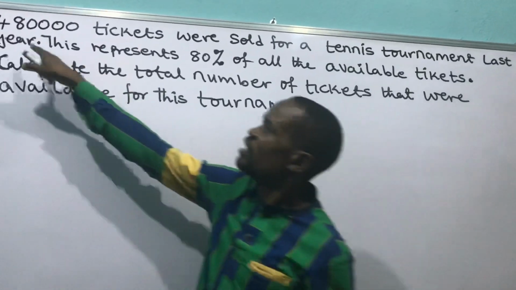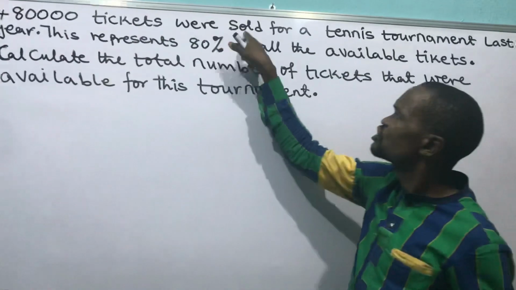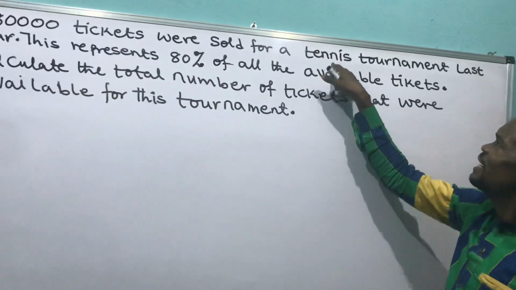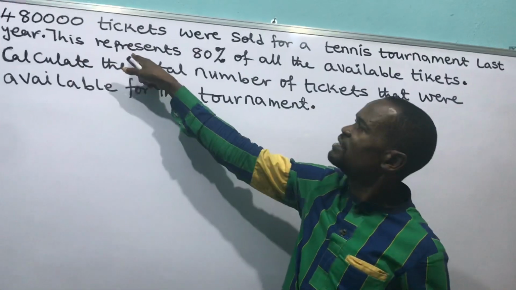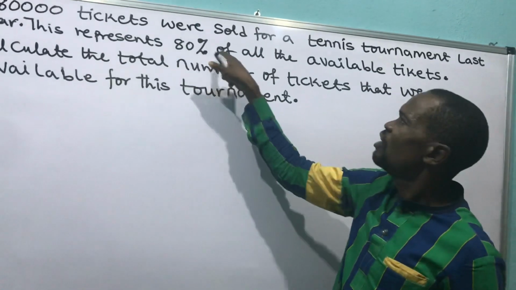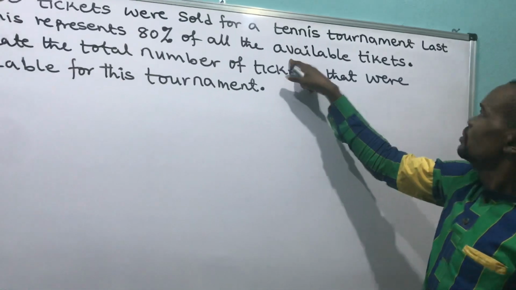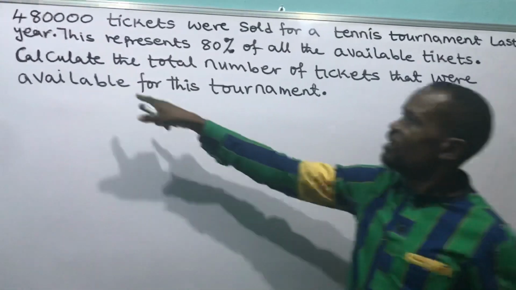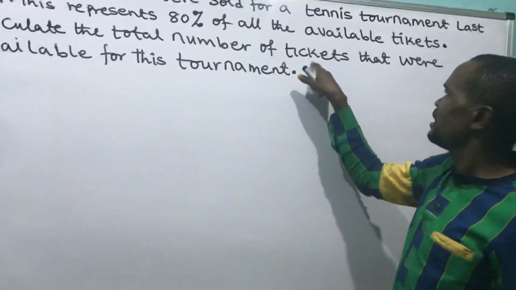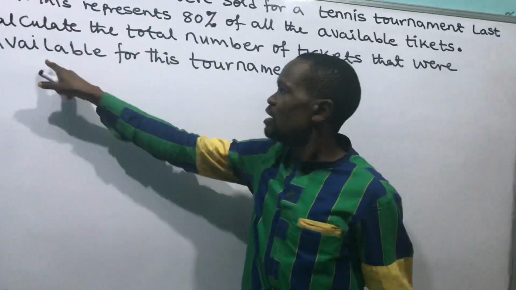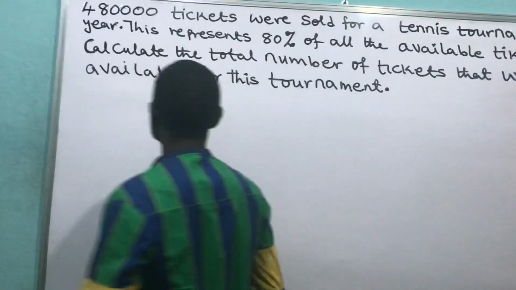Can I go to the question again? 480,000 tickets were sold for a tennis tournament last year. This represents 80% of all the available tickets. Okay? When I say calculate the total number of tickets that were available for this tournament.